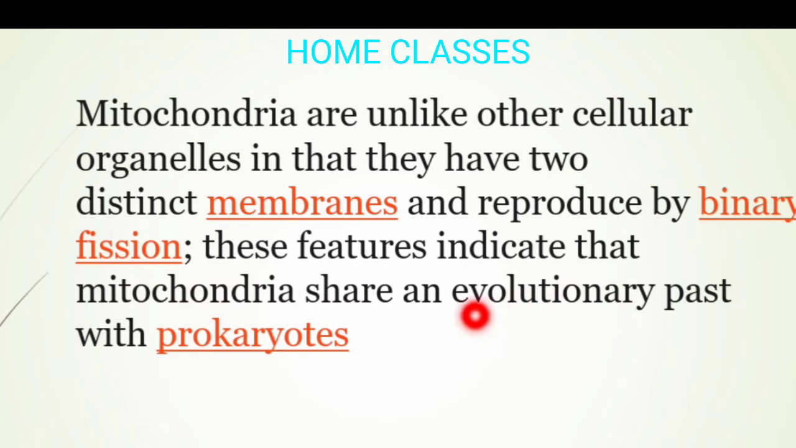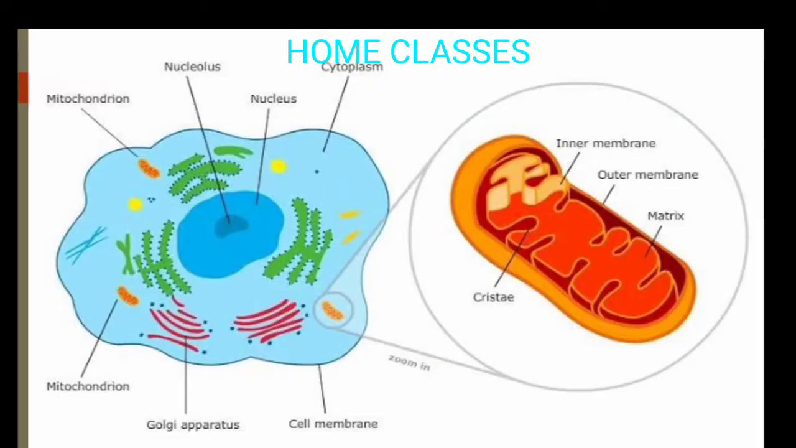These features indicate that mitochondria share an evolutionary past with prokaryotes, because they reproduce by binary fission, and amoeba is a unicellular organism that also reproduces by binary fission. In this zoomed image of mitochondria, ribosomes and DNA are also present. Mitochondria have their own ribosomes and DNA.